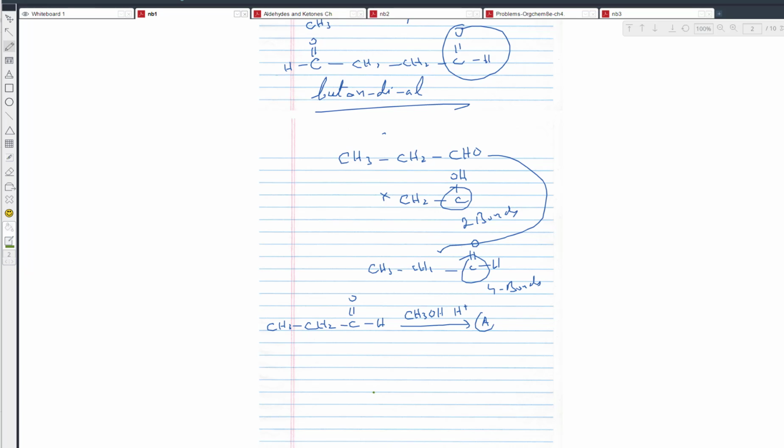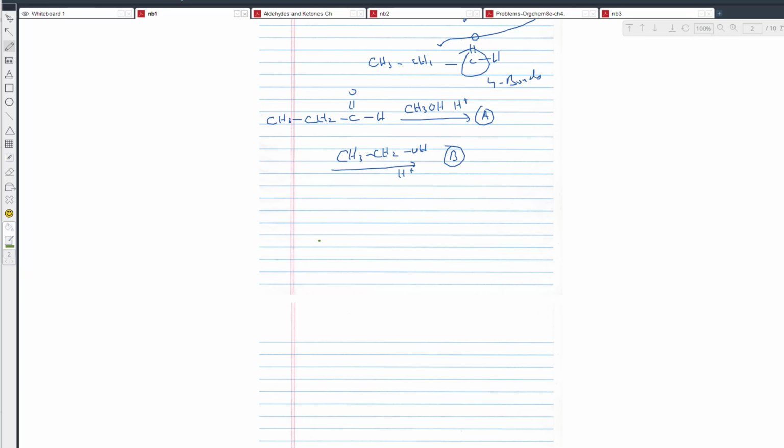Suppose this is compound A. Then I'm going further. Can you give the structure of A and B? Yep. Alright, so I'll do A first. Let's see. H is going to go there. Okay, A. We have CH3 bond CH2 bonded to the carbon.